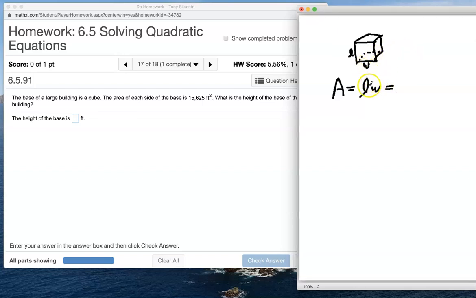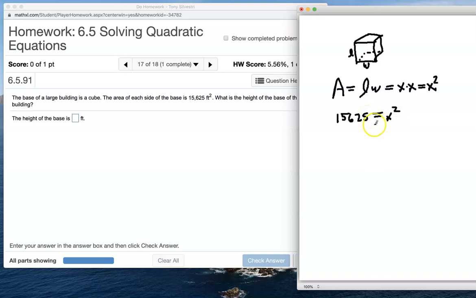They've got the same value. When you have different letters, you tend to think that different values go in there, but with a square, length and width are the same. So I'm going to call that x and x, and that's going to be x squared for a square. Now they're saying that the area is 15,625, so 15,625 equals x squared. Okay, now how do we do this problem?